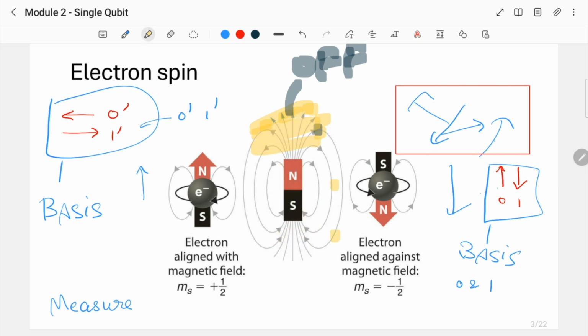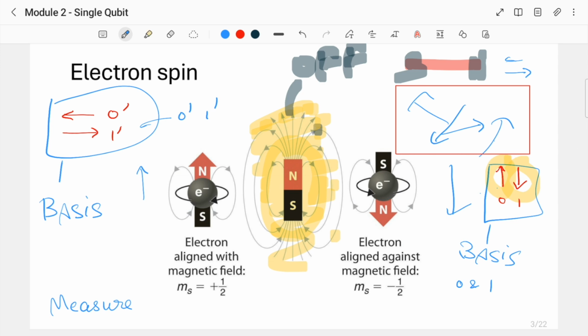So I turn on my magnetic field back again, and now it will align either here. My magnetic field is aligned like this, so my electron will collapse either to this state or to this state. If my magnetic field were to align like this, so let's say this is north, this is south, then my electrons would collapse into these states. I hope this explanation made it much clearer.